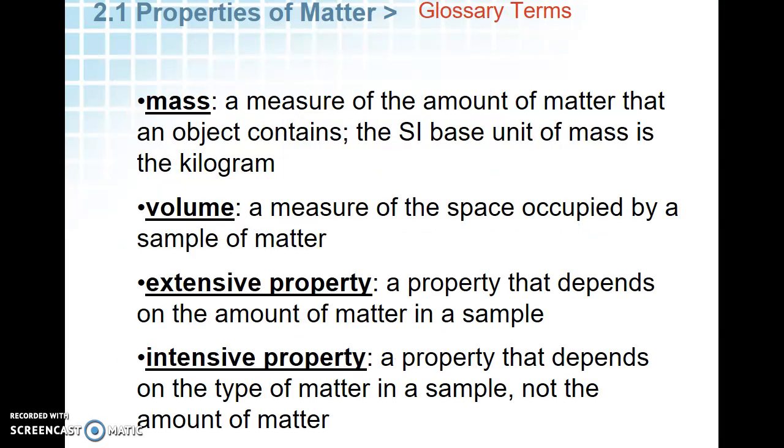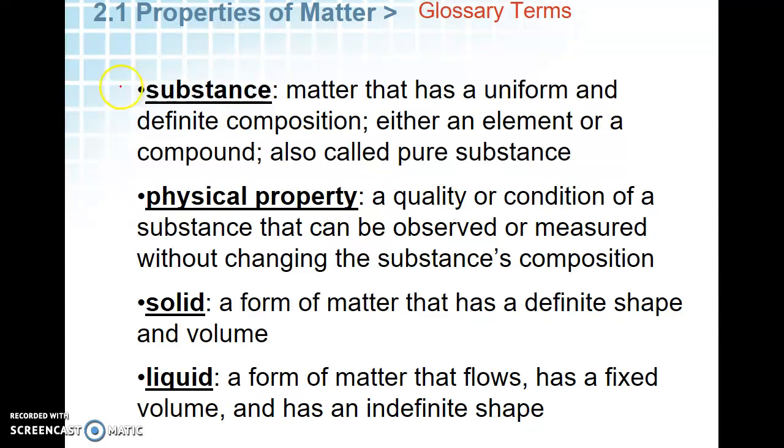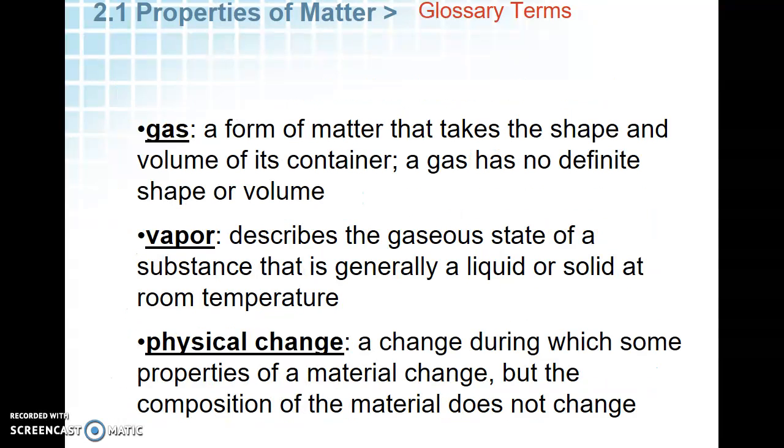Okay, so here is a glossary of terms, things that you should know, and I'm going to go through this slowly. Mass, volume, extensive and intensive properties. We defined those. What's a substance? Physical property, solid and liquid. Again, we defined those. You can pause at any time and read these. A gas and a vapor: same but different. Vapor is what happens when a liquid makes a gas at a temperature different from room temperature. Gas is something that's a gas at room temperature. A physical change is when properties change, but the composition stays the same.